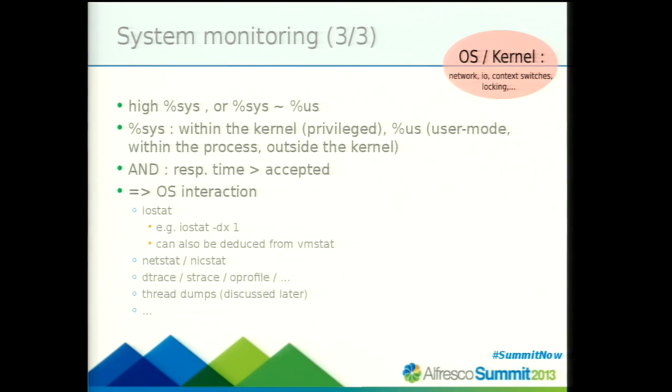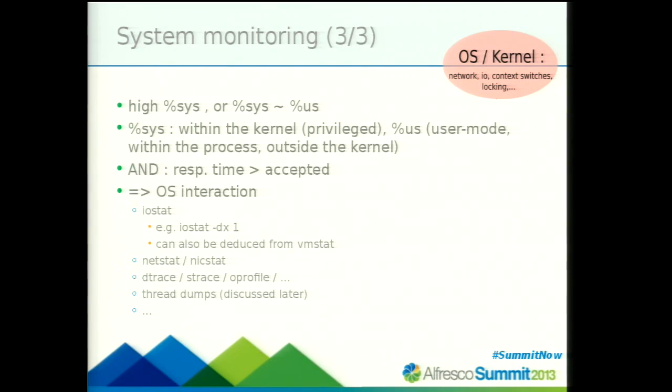So, as I said, if you have a high system time, or if system time is about the same as user time, you want to look at anything that's going on in the kernel. If you want to look at the I/O, you can use iostat, for example, or nfsiostat if your I/O is on an NFS share. You can deduce that a bit from vmstat, as we just mentioned. If it's network, you might use netstat, or nicstat on Solaris.